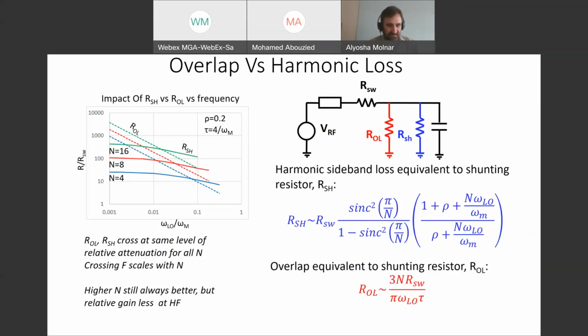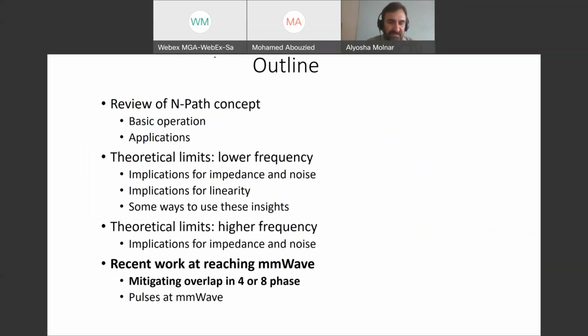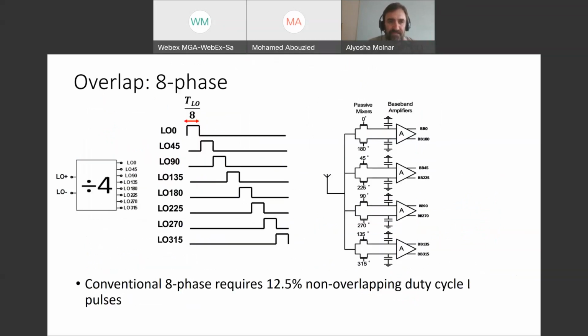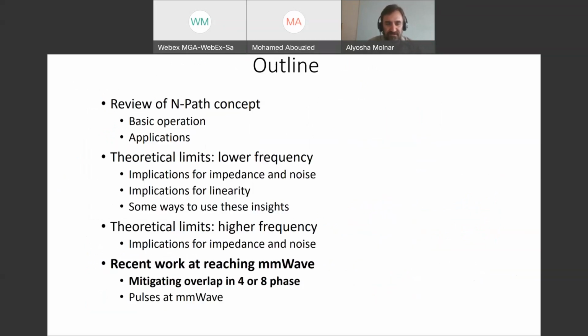And so we spent a lot of the last few years focusing more on how we mitigate the effects of that overlap effect, given that at high frequencies you can't help but have overlapping LO waveforms. What can we do about that? So that's what I'll talk about for the last part of this talk. The first example of this, I'll talk about ways of mitigating overlap for 4 and 8 phase mixers, and then also talk about ways of generating pulses at very high frequencies.